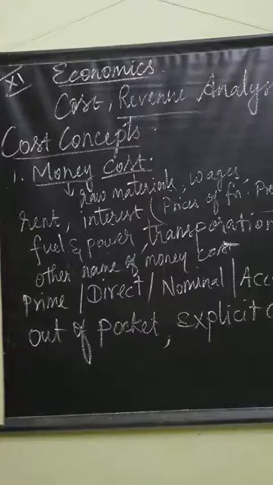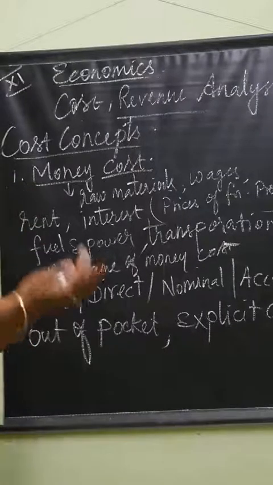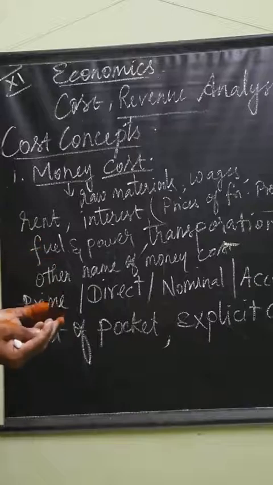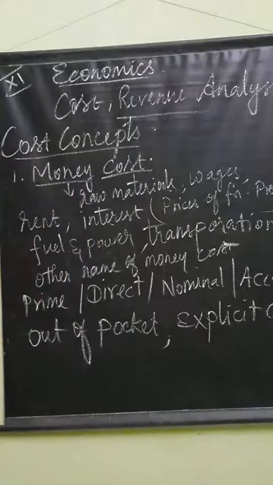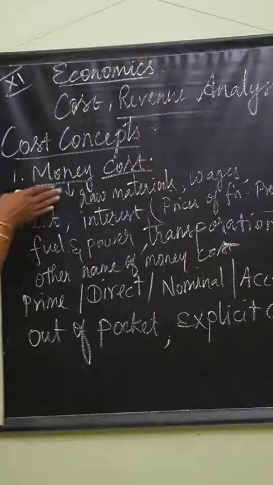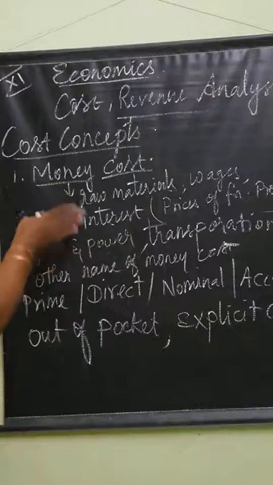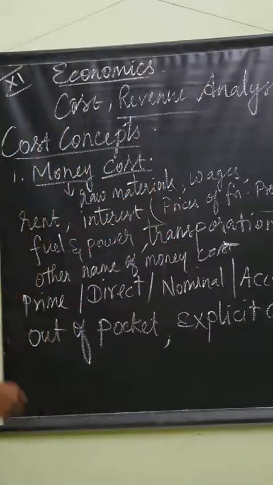So money cost is nothing but while we talk about the cost of production, we spend money to buy these things. The nominal means valued in money terms, that is money cost. So we spend money for these things. So the amount which is spent for these things is called money cost.